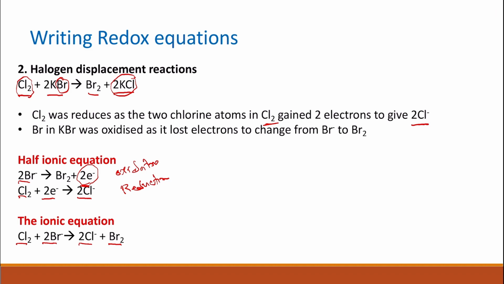So again, we added the two half equations together. The two electrons on both sides have cancelled each other out, and then we ended up only writing the ions that took part in the reaction. Again, the potassium was not written in the ionic equation because potassium here is the spectator ion. It didn't change at all in this reaction.